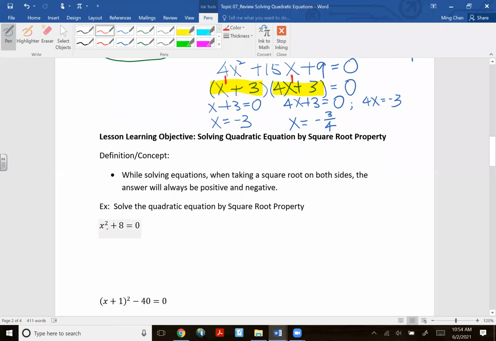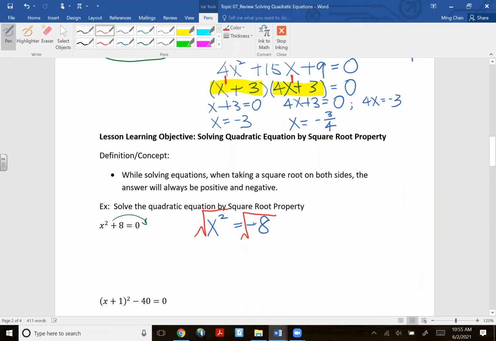Okay. So right now I have x squared plus 8 is equal to 0. Since I only have two terms, what I want to do is isolate my x squared term by simply moving the positive 8 over. So I should have x squared equal to negative 8. All right. So once the square term is isolated, and this technique only works if I only have two terms, then I will take a square root on both sides.